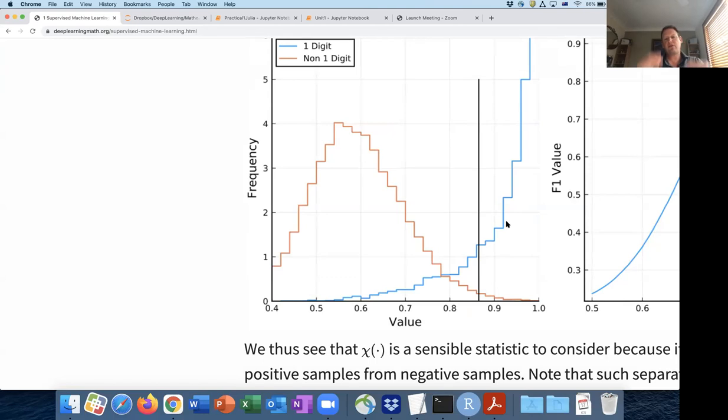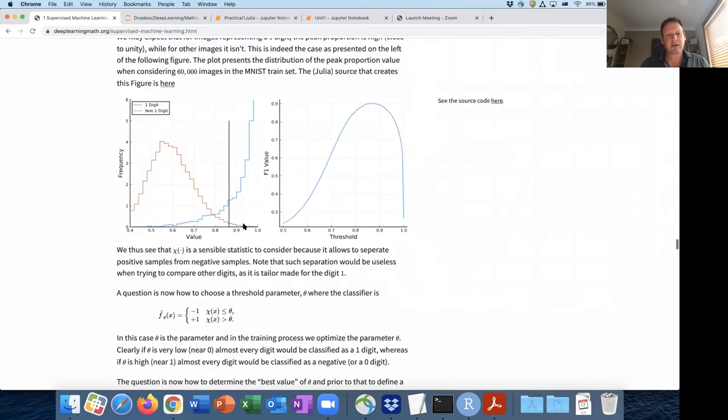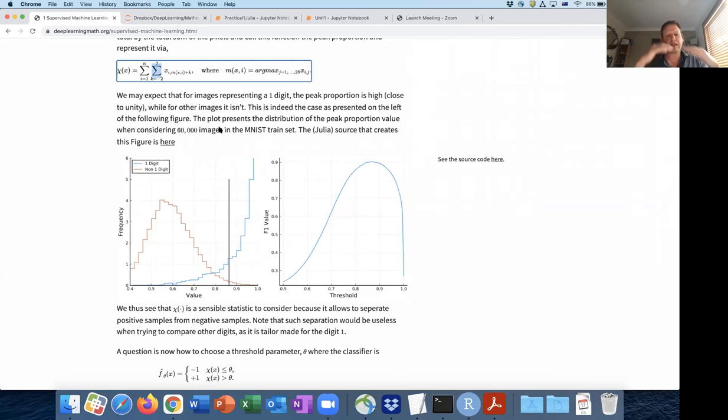Okay, and maybe that's not written in the notes, and it should actually be normalized by the total sum of pixels. So this is actually missing here, I should fix this. So we divide this by the total intensity of pixels in that image. So chi should be what's highlighted here divided by the total intensity of pixels in the whole image. So one digits have most of their energy, most of their pixels lit up around that maximal pixel. And that's why their empirical distribution is here to the right. And the non-one digits are there, okay?